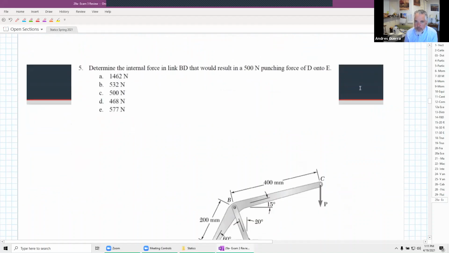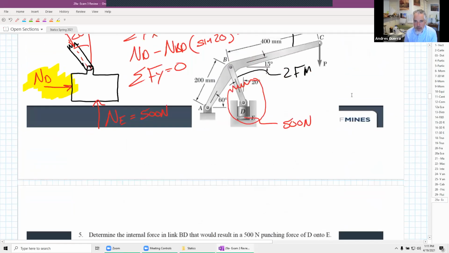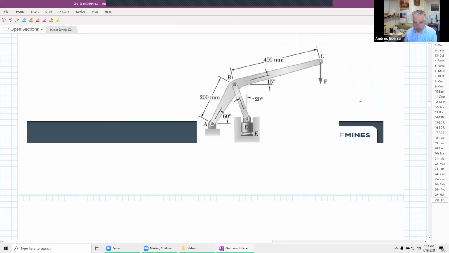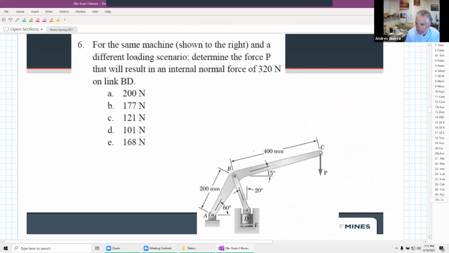The next one, we're asked to find the internal force. We already talked about doing that to actually find the value there. We have the FBD. Go into our sum of forces in the x and sum of forces in the y. That will allow us to solve and find that actual number.